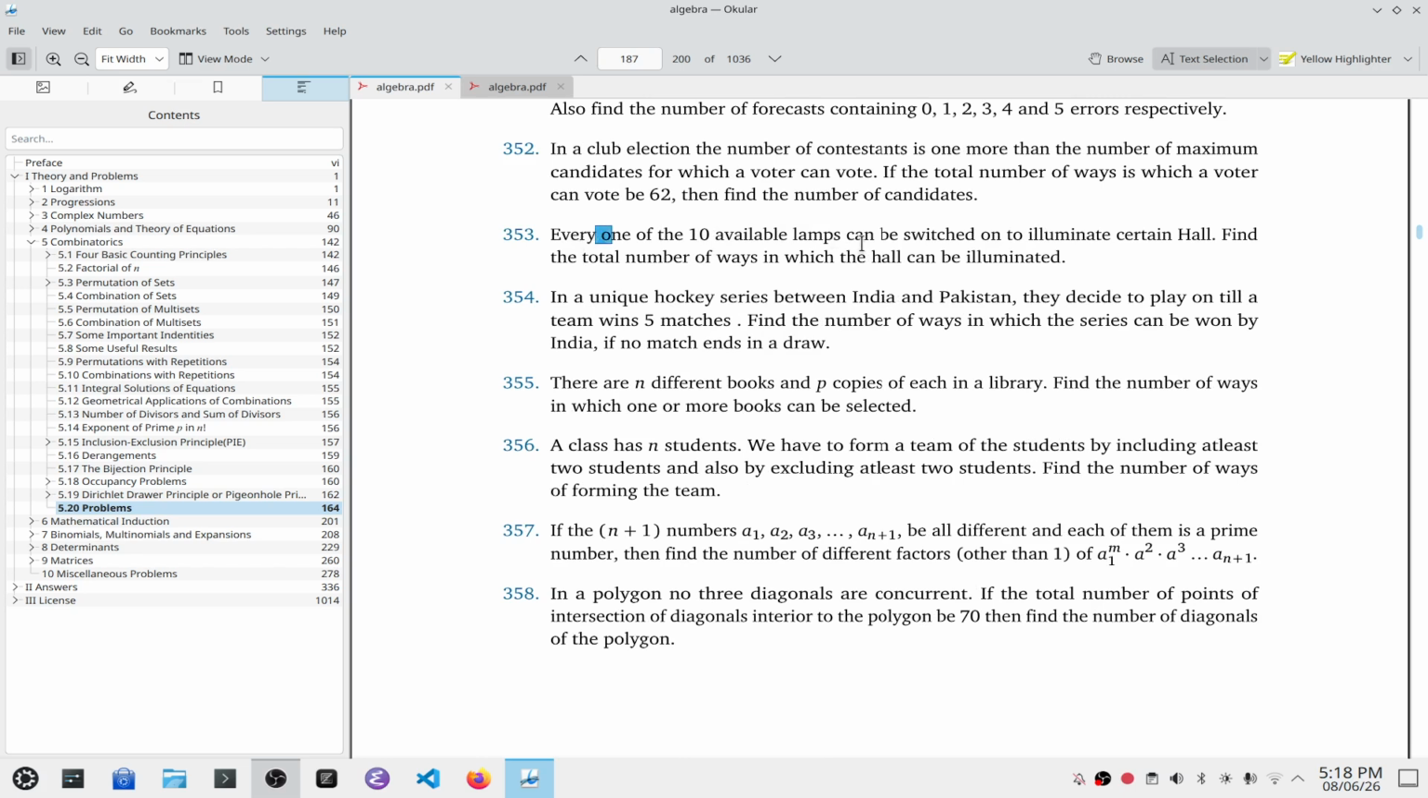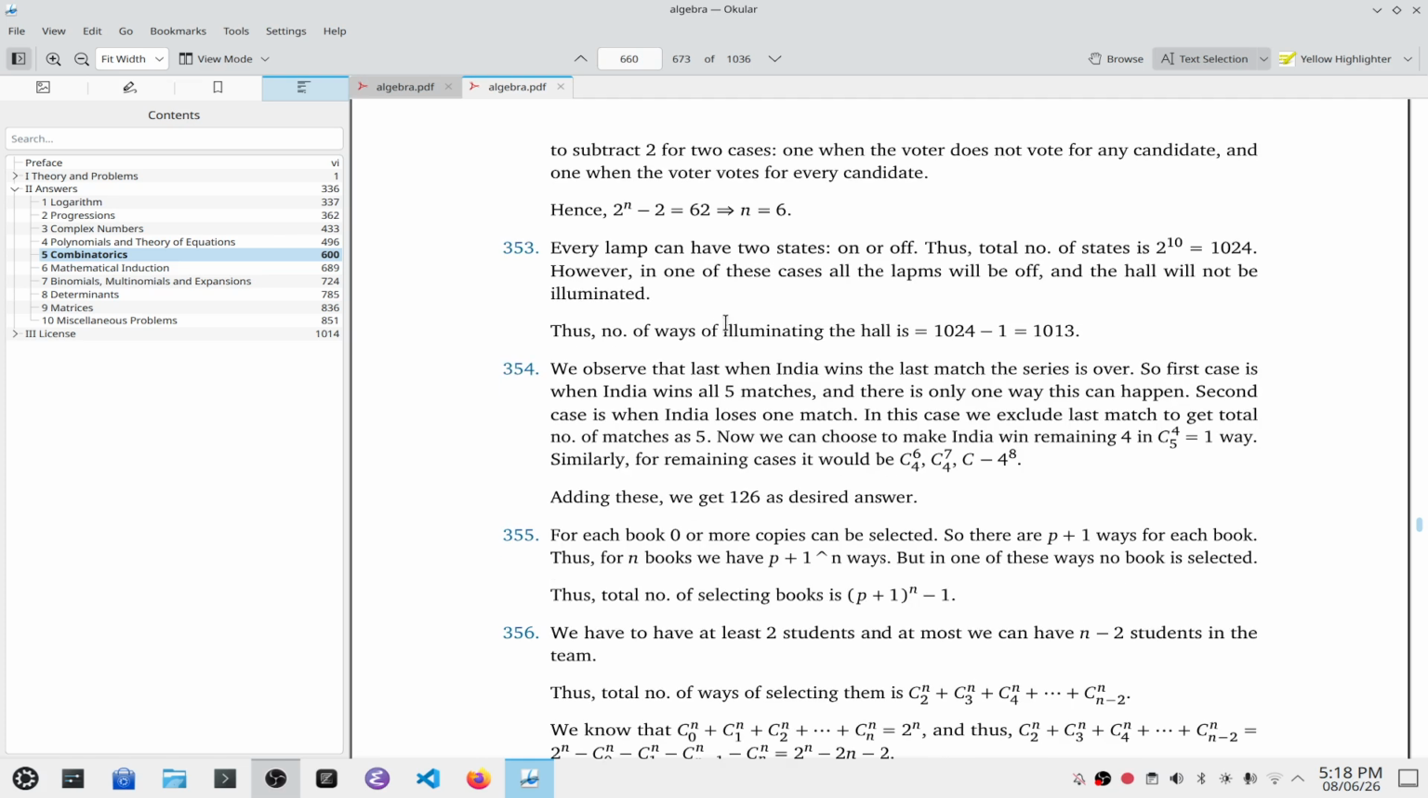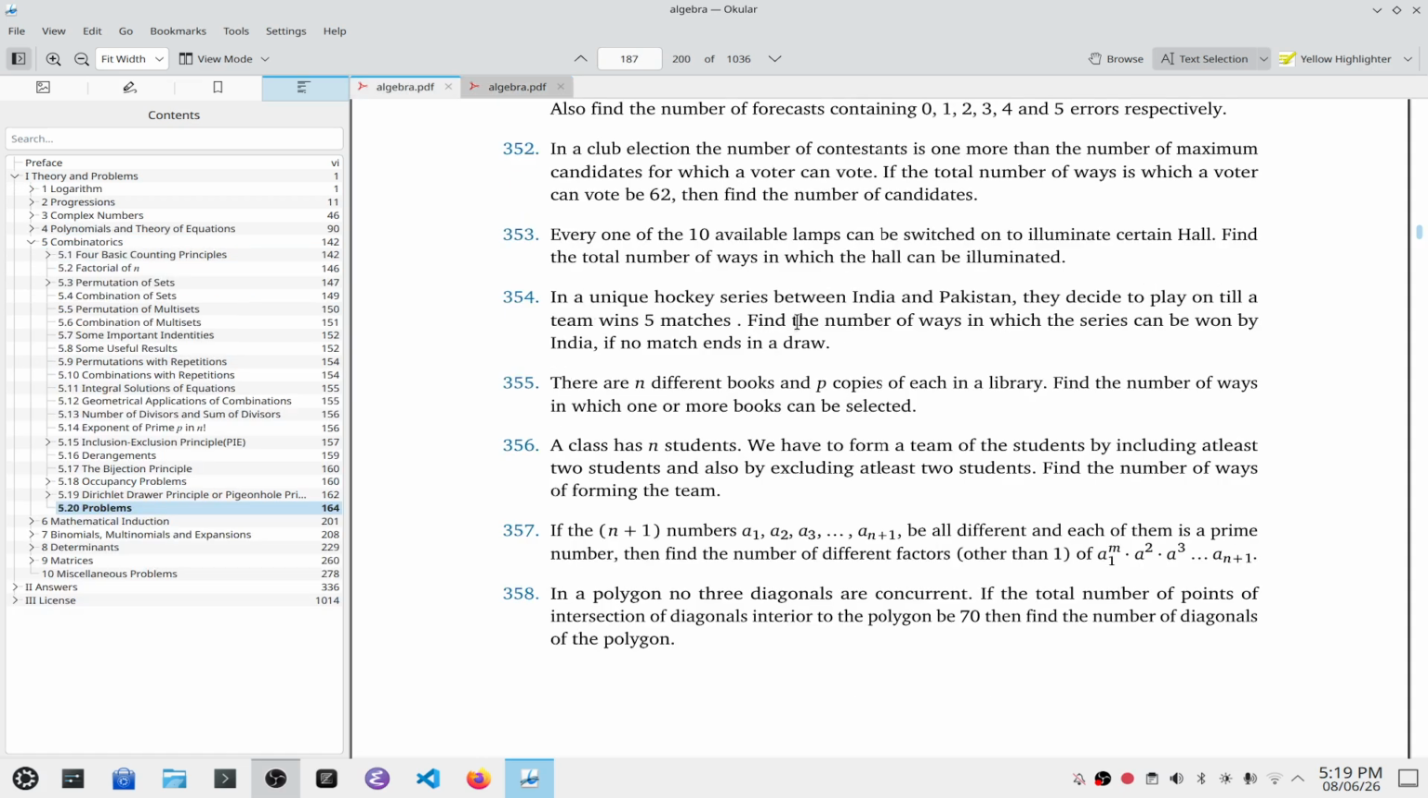Question 353 says that every one of the 10 available lamps can be switched on to illuminate a certain hall. Find the total number of ways in which the hall can be illuminated. So a lamp can have 2 states, on and off. The total number of states is 2 to the power 10, that is 1024. However, in one of these cases, all lamps will be off. So the total number of ways of illuminating the hall is 1024 minus 1, that is 1023. Lots of typing mistakes are there.